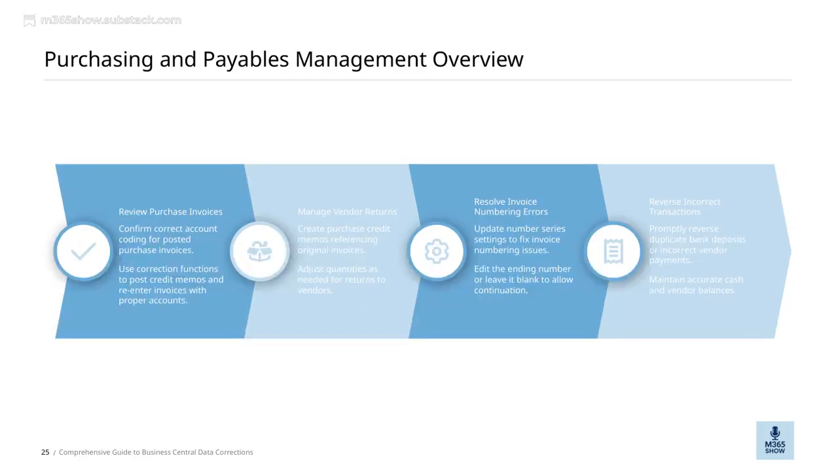Now, let's focus on some key aspects of purchasing and payables management. First, it's crucial to promptly reverse any duplicate bank deposits or incorrect vendor payments. Doing this quickly helps us maintain accurate cash flow and vendor balances, which is vital for healthy financial management. Next, we want to ensure our financial records are precise by reviewing incorrect transactions when needed. This keeps our data clean and reliable for reporting and decision-making.